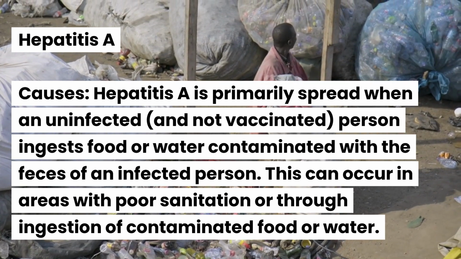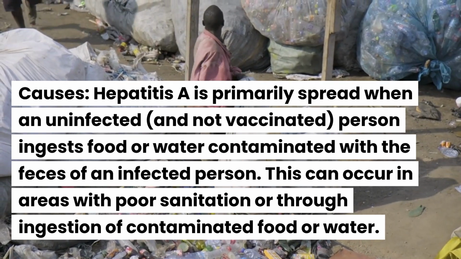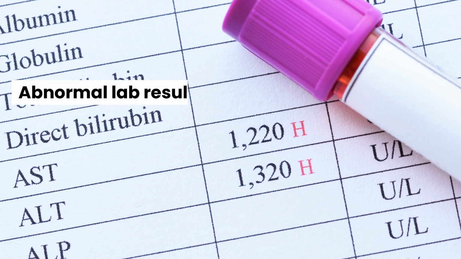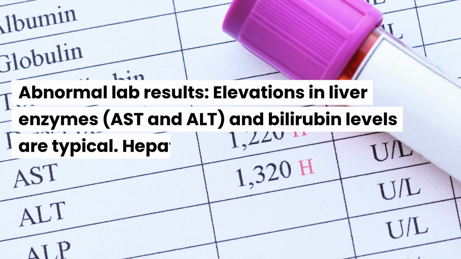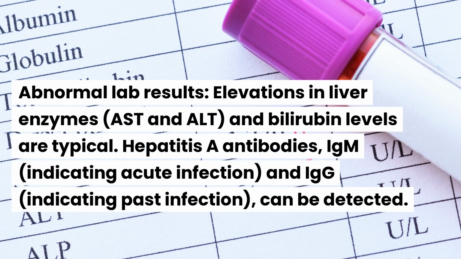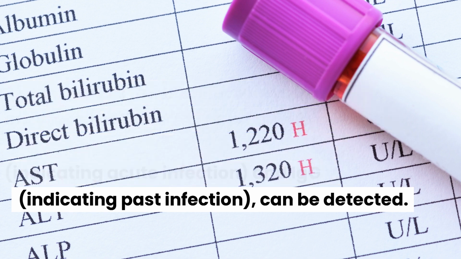This can occur in areas with poor sanitation or through ingestion of contaminated food or water. Abnormal lab results. Elevations in liver enzymes, AST and ALT, and bilirubin levels are typical. Hepatitis A antibodies, IgM, indicating acute infection, and IgG, indicating past infection, can be detected.